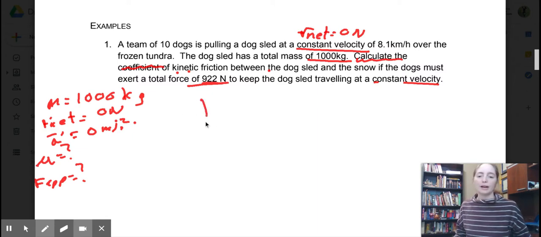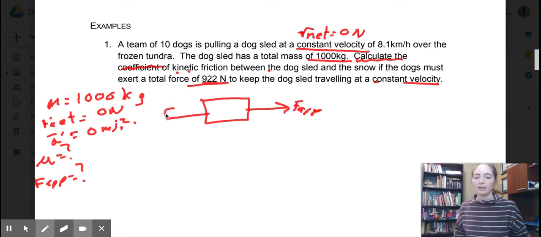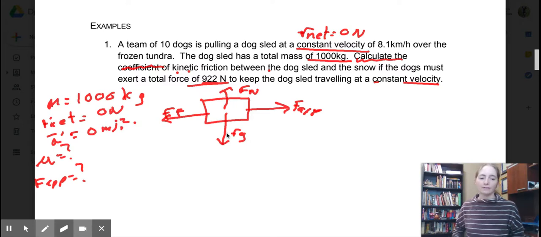Okay. So we have your dog sled. We are going to have your force applied, and we are going to have our force of friction. Now, keep in mind, ladies and gentlemen, that because we're going at a constant velocity, we want those arrows to be of the same size. We are going to be dealing with our normal force now. Because we are not accelerating either up or down, our Fn and Fg arrows are going to want to be about the same size. Okay.